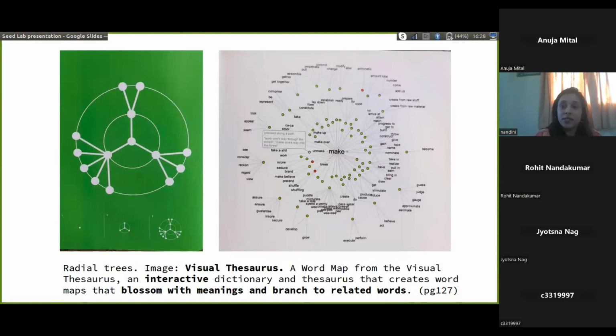Can we think of trees, and this is an example that I really like, as interactive? So for instance, people were asked, when you think of the word make, the visual, what do you associate it with? So not only what do you associate it with, but what are a branch of related words that move out from there, and you grow out from there. So you blossom with meanings, you blossom with relationships.